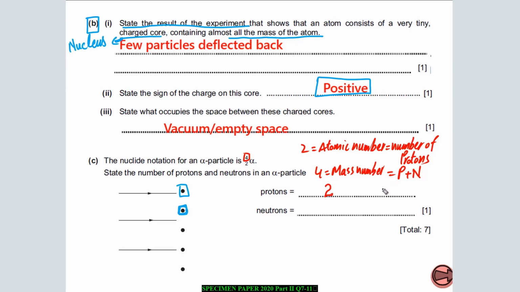How about the number of neutrons? The number of neutrons is 4 minus 2. For the atomic number we use the letter Z, and for the mass number we use the letter A. So A minus Z will give you the number of neutrons, which is also 2.